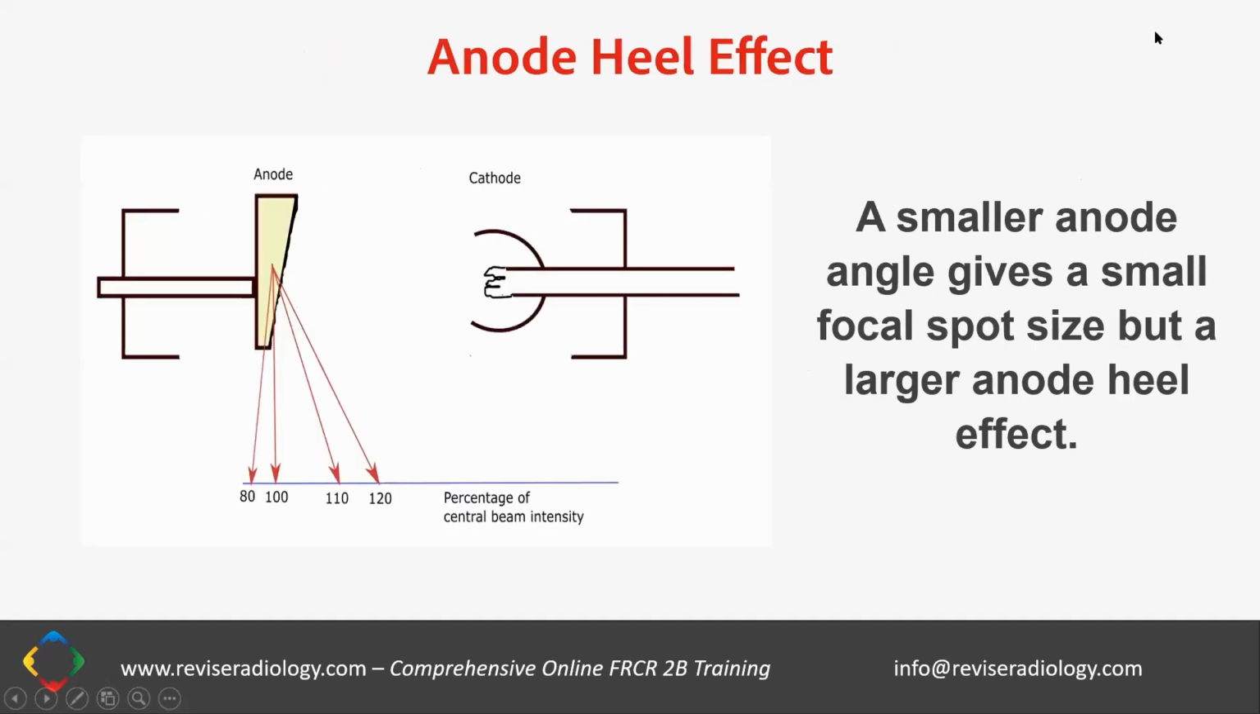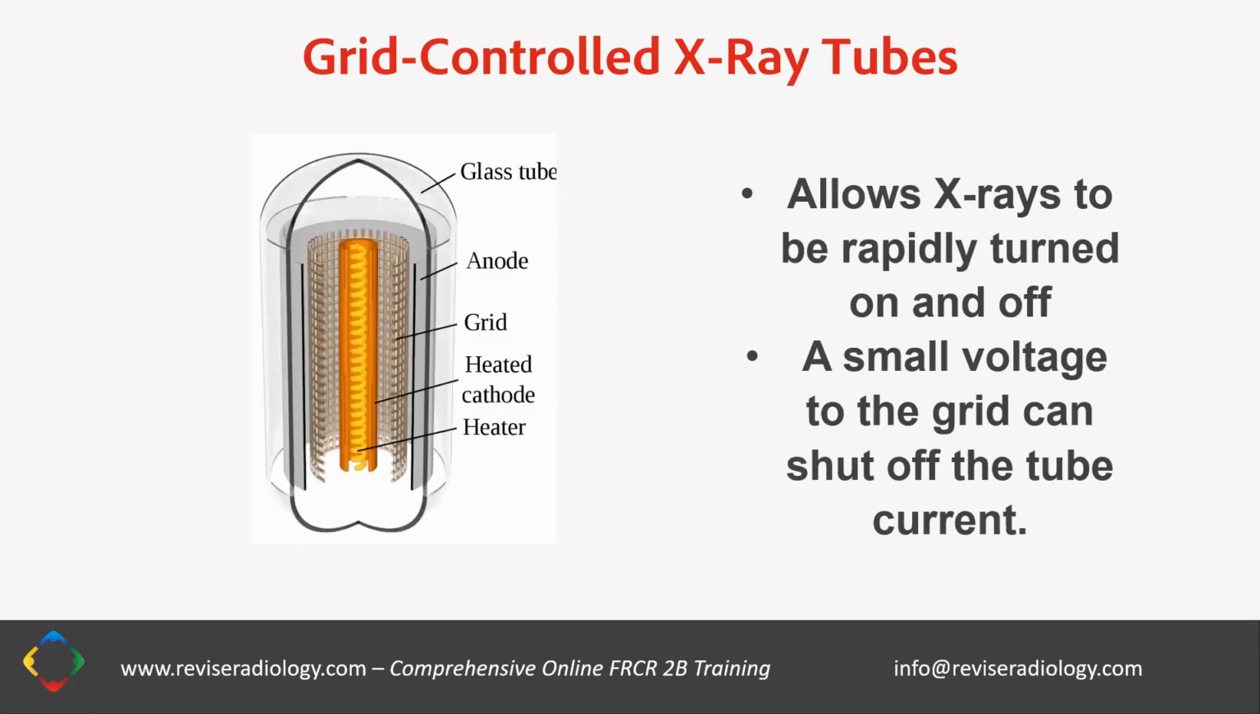So I'm just going to go very quickly through the last three parts because I think we've gone a little over time. Most modern X-ray tubes are not controlled by switches which turn them on and off, because you might need to take exposures very rapidly. So you would use a grid controlled X-ray tube, which allows X-rays to be rapidly turned on and off, and a very small voltage to the grid can shut off the tube current.